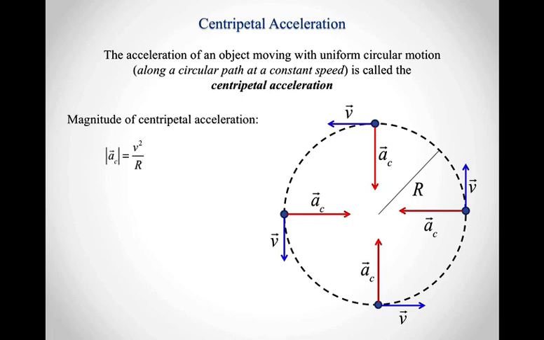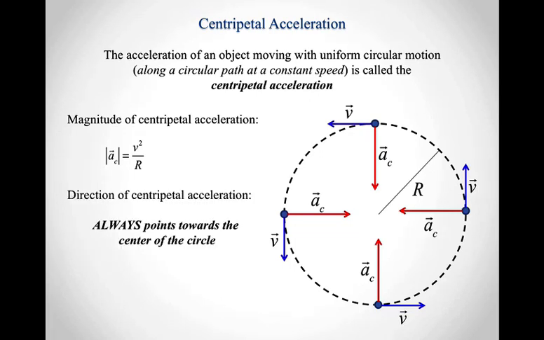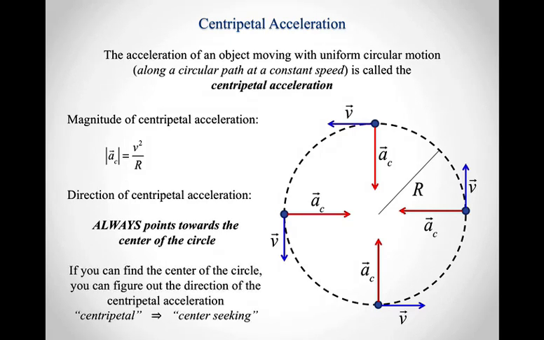In terms of its magnitude, you can calculate the centripetal acceleration by v squared over r. So that's the speed your object's moving at, squared, divided by the radius of the circle. For uniform circular motion, where the speed is constant, that means the magnitude of the centripetal acceleration is constant. It doesn't change because the speed doesn't change and you don't change the radius of your circle. The direction of the centripetal acceleration always points towards the center of the circle. So what this means is that if you can figure out where the center of the circle is, then you can always figure out the direction of the centripetal acceleration.